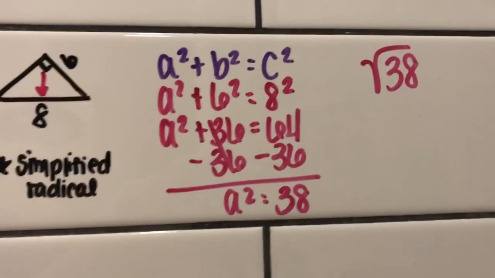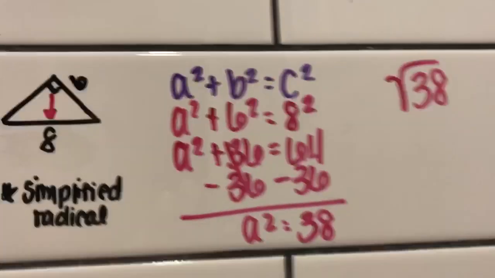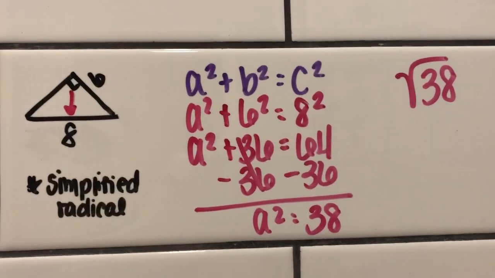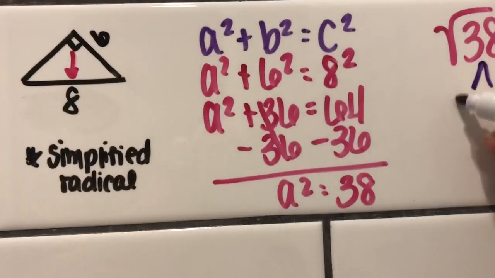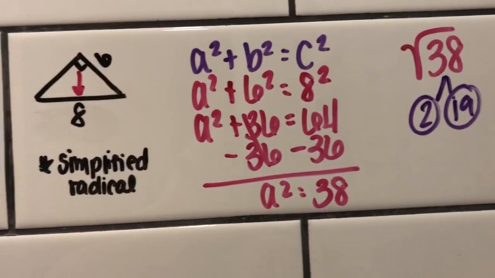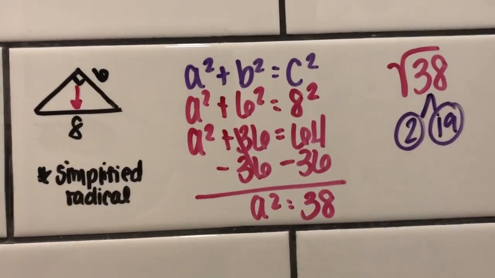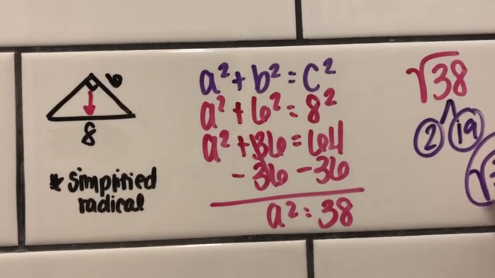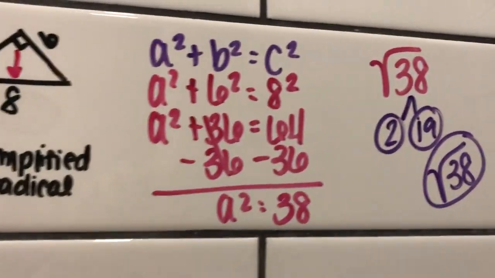And because of the directions, it says simplified radical, I need to break that down. So I'm not just going to type this into the calculator and round it to a tenth. I'm going to break it down. And let's just say this equals 2 and 19. Now those are both prime. I can't break that down anymore. I have no pairs of friends. Nobody can play outside. So my simplified radical answer here happens to be the square root of 38. And you are done there because that can't break down anymore.